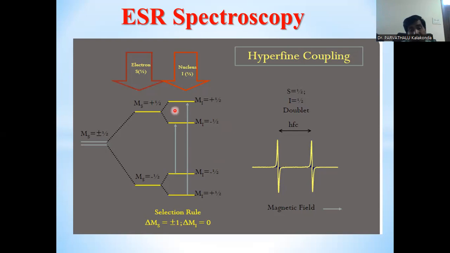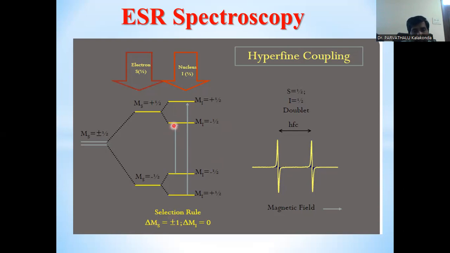Now these are the possible hyperfine couplings, and there are 2 possible peaks. How should you apply the basic selection rule? You may have a question: what is actually a selection rule, sir?